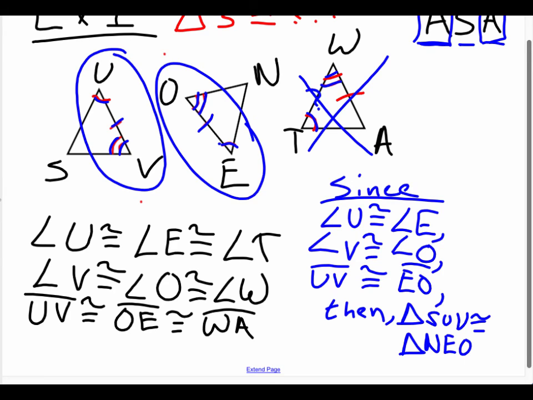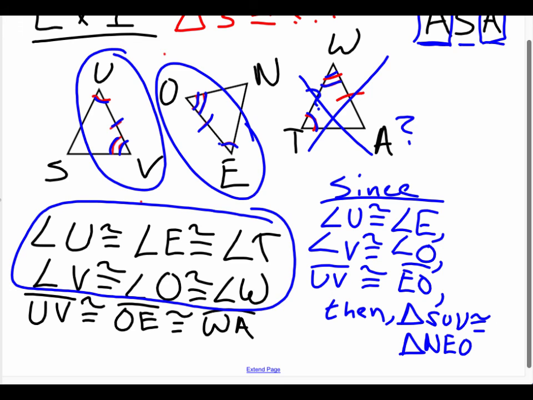Now the reason this triangle doesn't work is because we don't know anything about A. In other words, when I look at my congruent angles, there's no mention of A. We don't have a congruency of A. And so I know that WA is congruent to the other line segments, right? But I don't have A listed in the congruent angles, and you have to have that. Does that make sense? Okay, let's move on to example number 2.